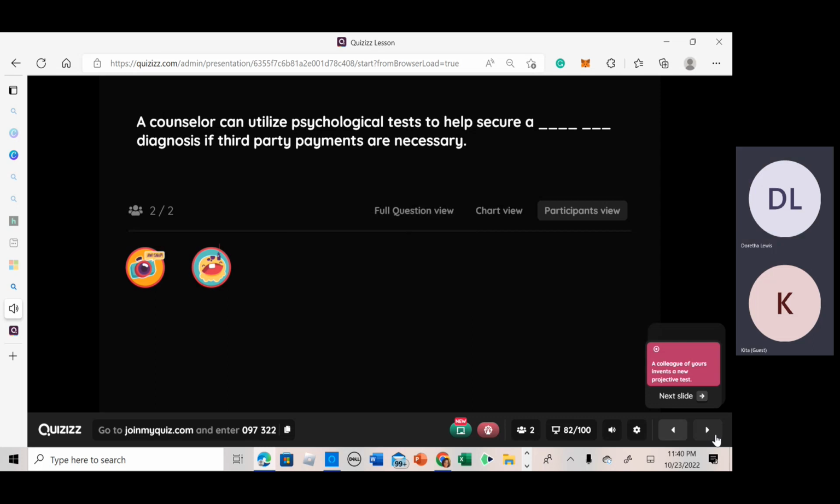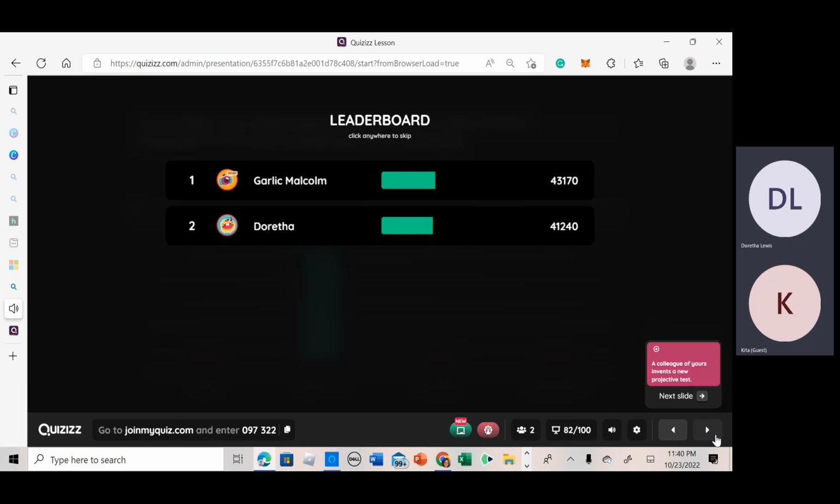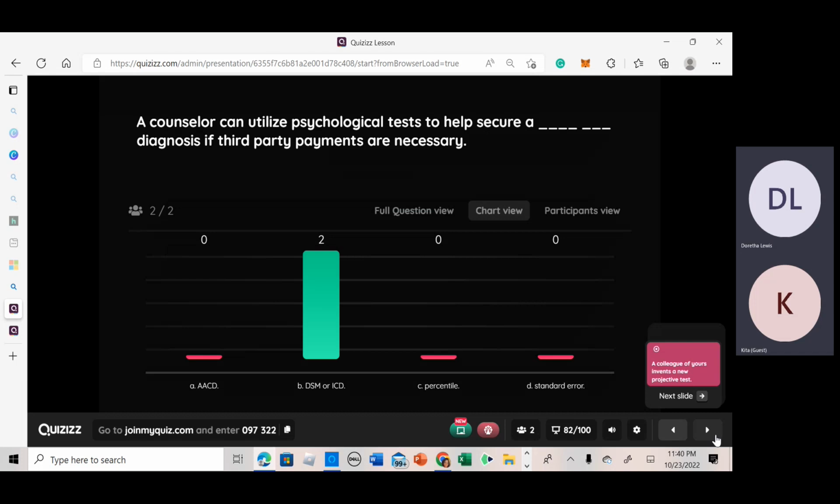A counselor can utilize psychological tests to help secure a DSM or ICD code diagnosis if third party payments are necessary.